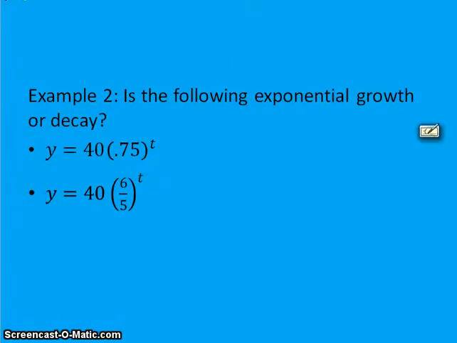So now, looking at functions, are they growth or decay? The initial amount is 40 in each of these. That doesn't determine growth or decay. This number right here does. That number is between 0 and 1. So this example here is going to be decay. Whereas here the b value is greater than 1. 6 divided by 5 as a decimal is 1.2. Notice the numerator is bigger than the denominator. So this one is going to be growth.